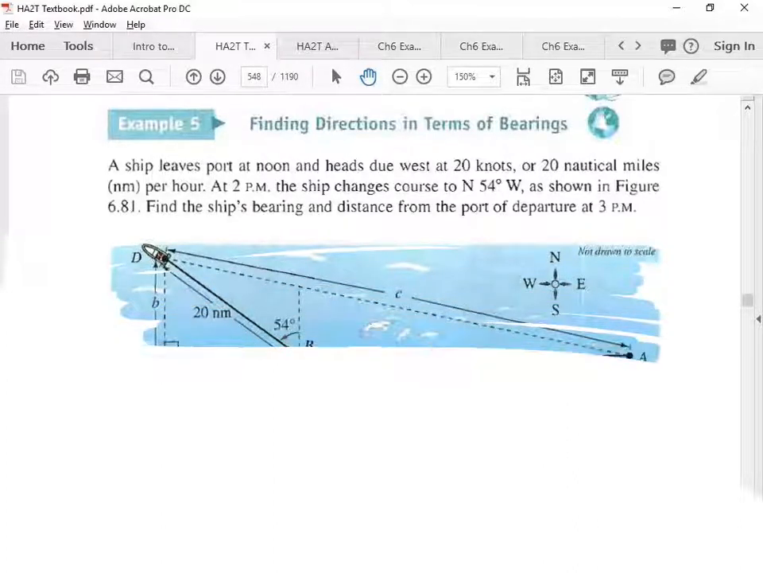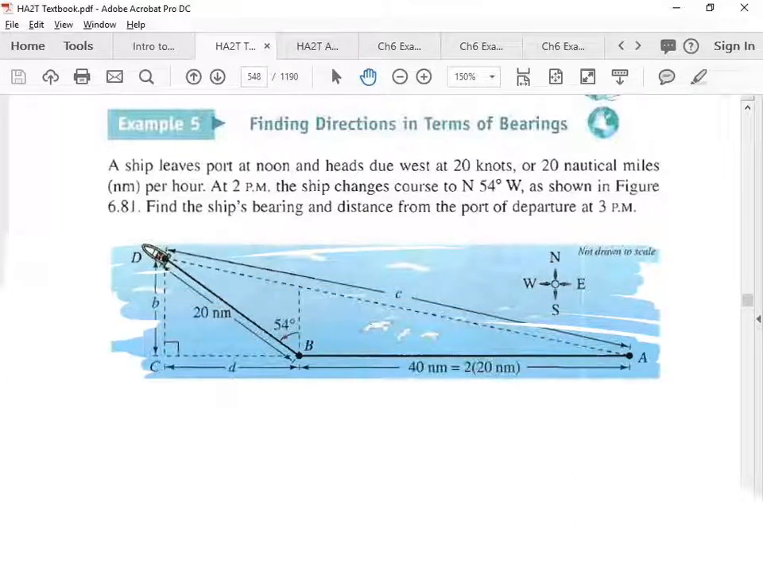Okay, so for our picture, we got... All right, check this out. We got our port right here, due west. That's directly left. You see our little compass right here? Directly left. And then it even tells you that's 40 nautical miles, but we already knew that, right? Okay. And then the ship changes direction and starts going north 54 degrees west.